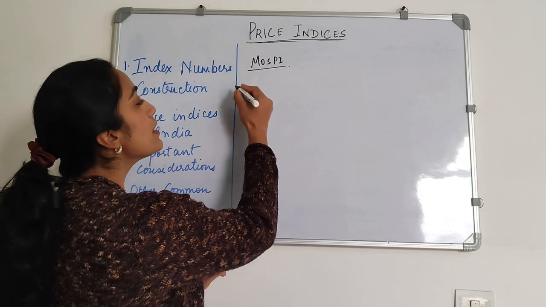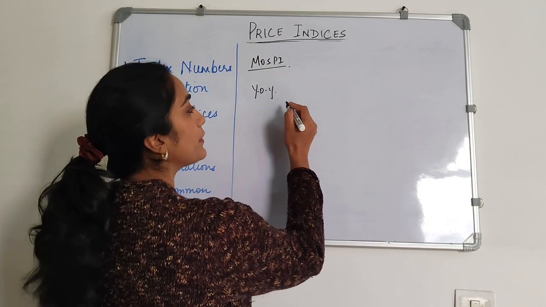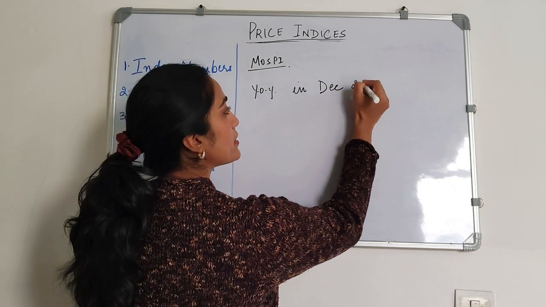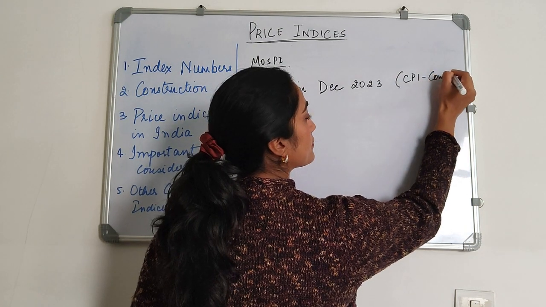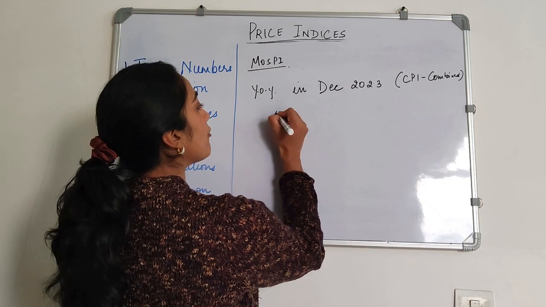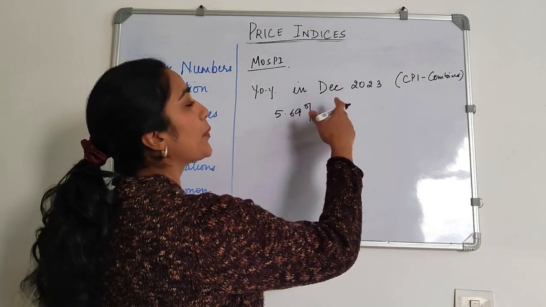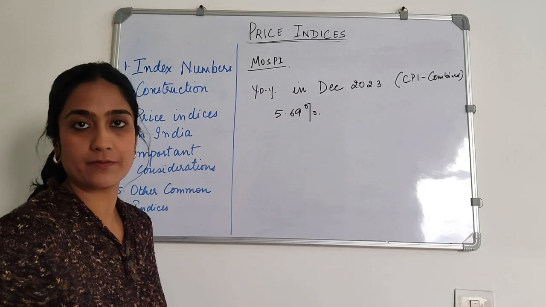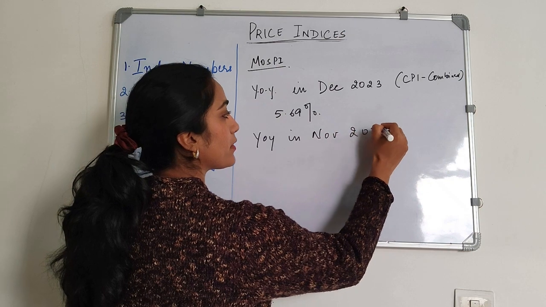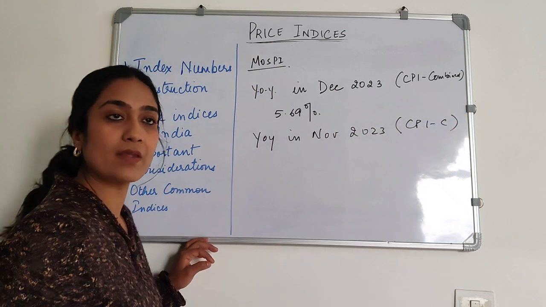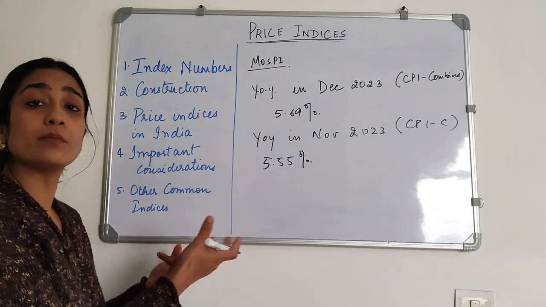The first thing that it said was that the year-on-year inflation, we'll see what each of these terms mean. The year-on-year inflation in December 2023 based on CPI combined was 5.69%. So the general thing that you will read in the newspaper is that the inflation reported in December 2023 year on year was 5.69%. Again, the year on year inflation in November 2023, again based on CPI combined, was 5.55%. So these are real figures, you can check them in the newspaper or in the press release.